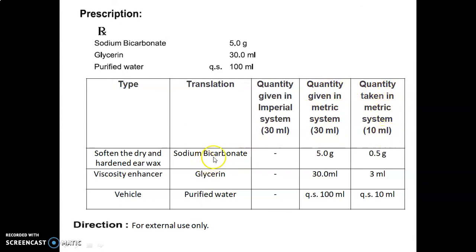for 10 ml. Sodium bicarbonate is used to soften dry and hardened earwax. Quantity given for 30 ml is 5 grams. Multiply it with the factor 0.1, we will get 0.5 gram. Glycerine is used as a viscosity enhancer. Quantity given is 30 ml. Multiply it with the factor 0.1, we will get 3 ml.